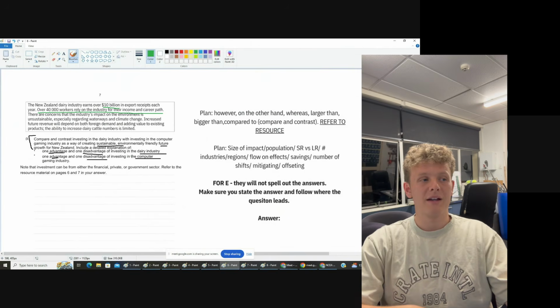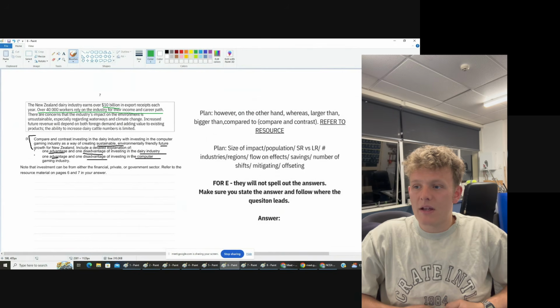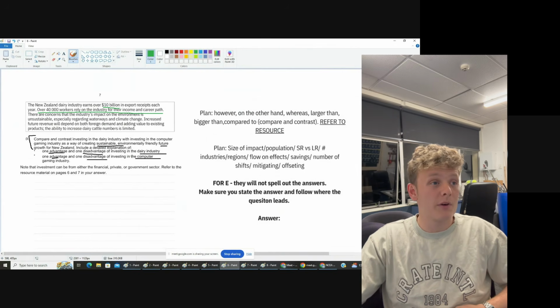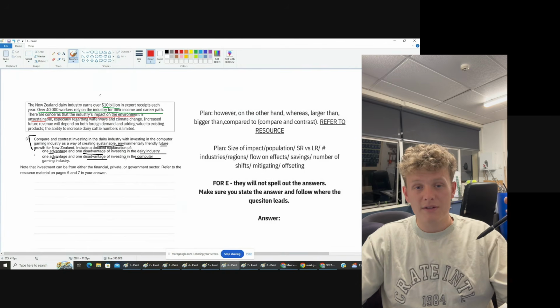Kapai. A disadvantage of investing in the dairy industry is that it damages the environment. And that's important for this question. This question is asking about the environment, and they're damaging the environment. So they've kind of given you the answer there. One disadvantage, invest in the dairy industry, it's damaging the environment.